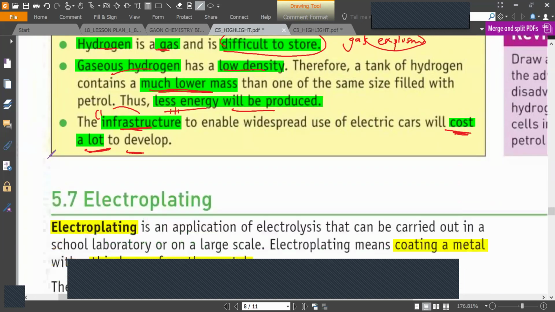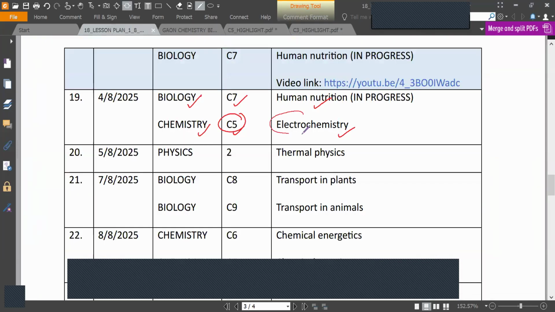We still have quite a bit to go. So basically we will finish here and continue next time. This is our progress here: electrochemistry in progress.